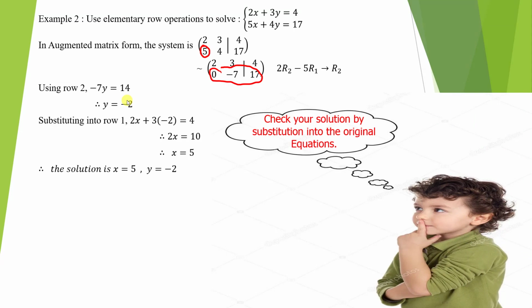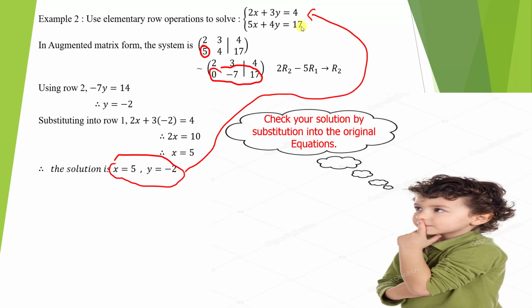You can check the solution by substituting into the original. When you want to know whether this equation is true or false, you can take this value and substitute it in our original system. So we get equation 1 is true, equation 2 is true. It means that the left hand side and the right hand side are equal to each other. So this is the solution of this system of equations.